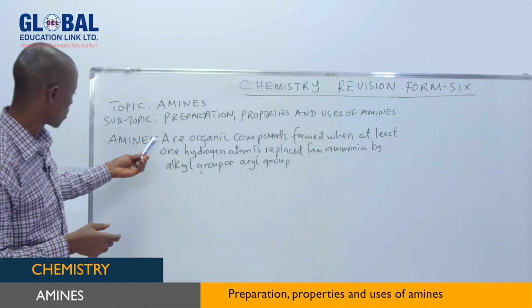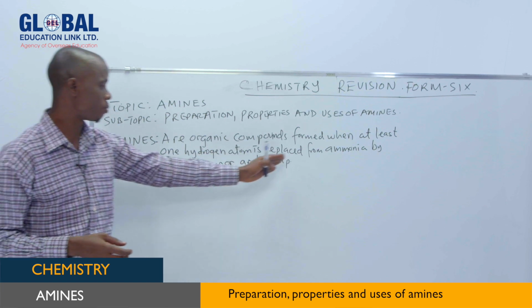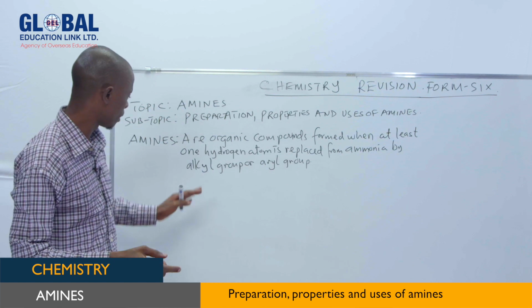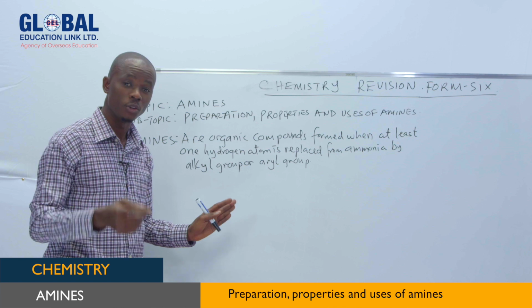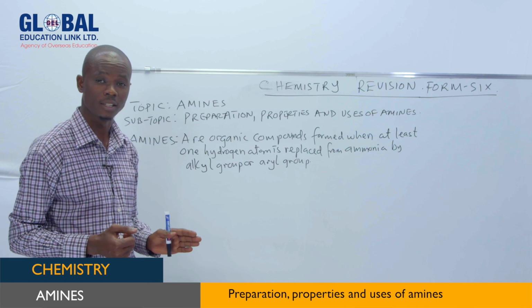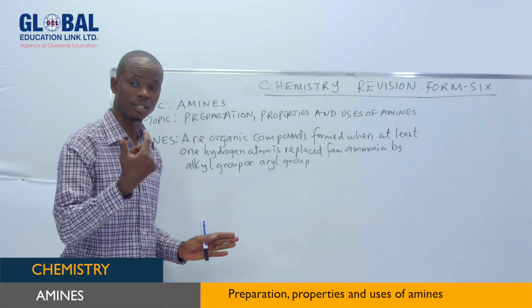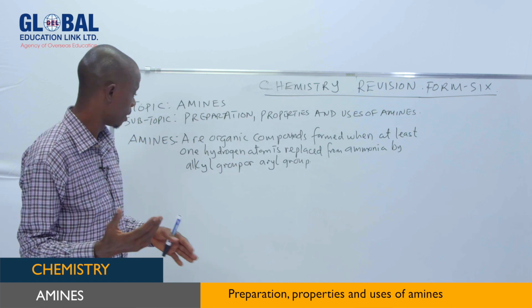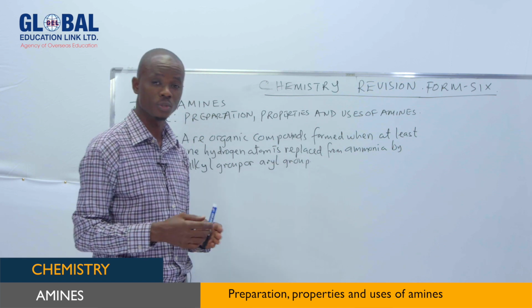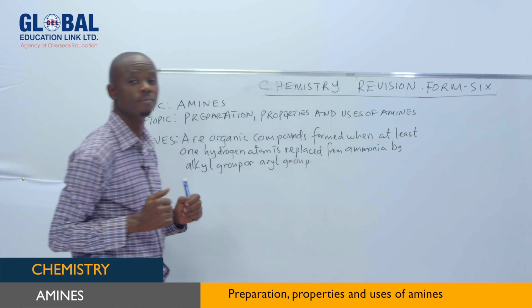So this is the definition of amines. At least one hydrogen atom is replaced from ammonia by an alkyl group or by an aryl group. And I'm sure that when we talk about an alkyl group, you know what it is. Alkyl groups come from alkanes, and they are formed when one hydrogen atom is removed from an alkane. And when we talk about an aryl group, these are molecules containing the benzene ring. So this is all about amine.